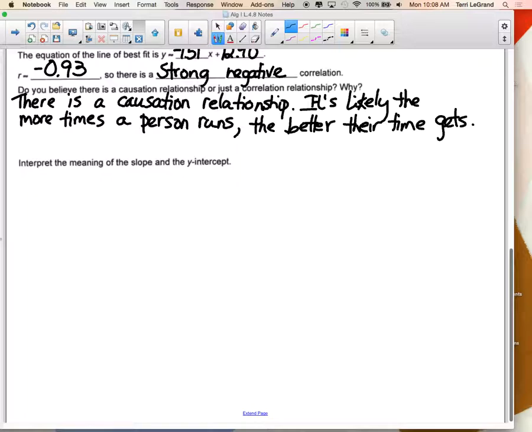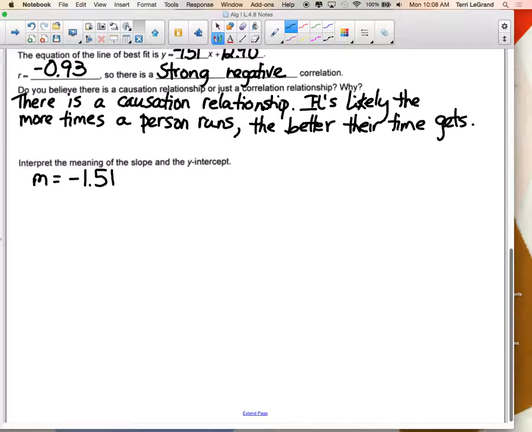Okay, questions on the difference between correlation and causation at this point? Again, you have some examples in your book to study also to help you make sure that you understand the difference between the two. Okay, now we're back to something we already know how to do. Interpret the meaning of the slope and the y-intercept. Okay, so what's our slope? Let's write that down first. M equals, what is it? Negative 1.51.